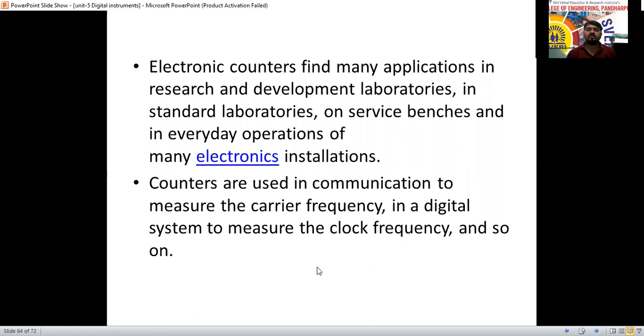These are used in communication to measure the carrier frequency. Almost all telecommunications, mobile networks and so on, operate in the form of frequency only. They are also used in digital systems to measure the clock frequency and time period, everything. So these are the different modes of operation of the electronic counter, or decade counter.